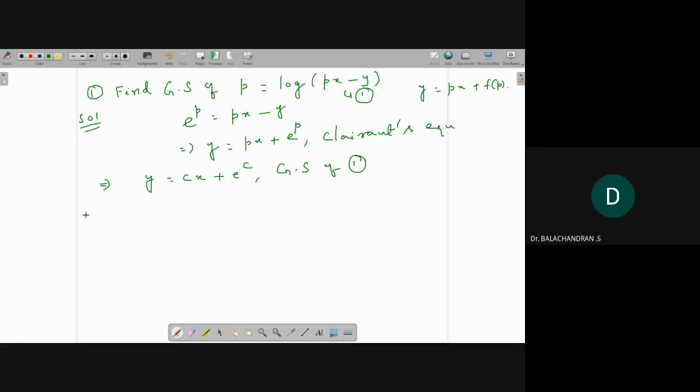Second problem. Find the general solution of P equal to sine of y minus Px.